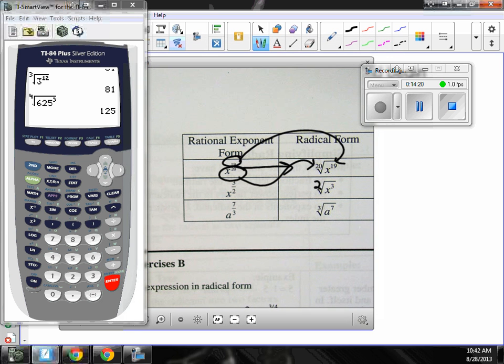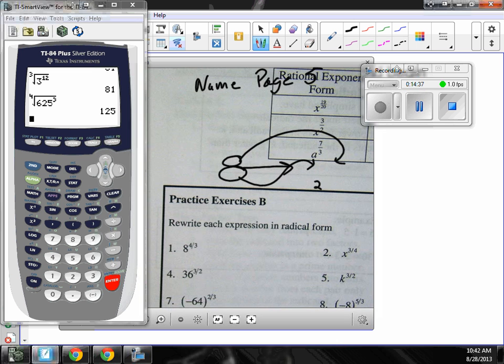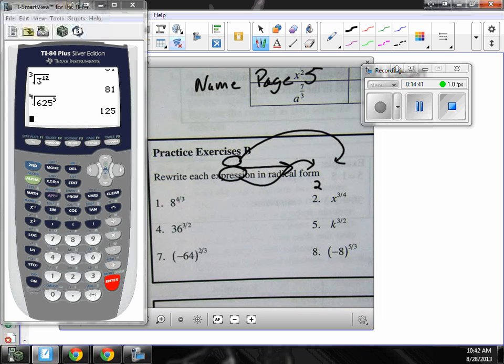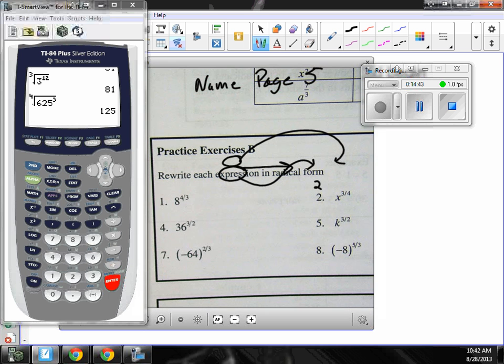So when you finish that worksheet that we're working on, then you also need to do page 5. So when you turn it in, I just want you to write your name, page 5, and there are actually 2 number sets on page 5. You have practice exercise B and practice exercise C. So you're going to do both of those on the same sheet and then turn that in.